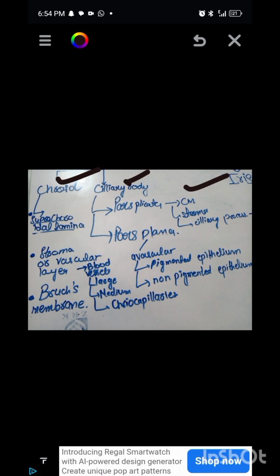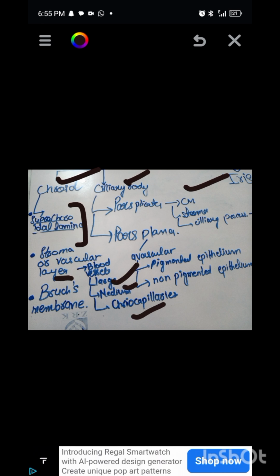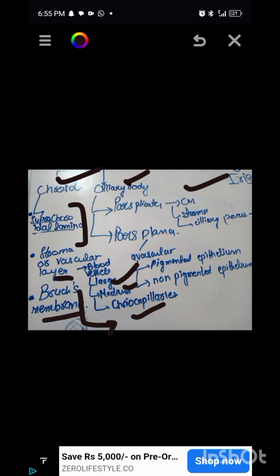So what's in choroid? In choroid we have the suprachoroidal lamina, that is the membrane that consists of fibroblasts, macrophages, and collagen fibers, and the other layer is the stroma or vascular layer. The vascular layer contains blood vessels that may be either large blood vessels, medium size blood vessels, or choriocapillaries. And then there comes Bruch's membrane, that is in continuation with the retinal pigmented epithelium.